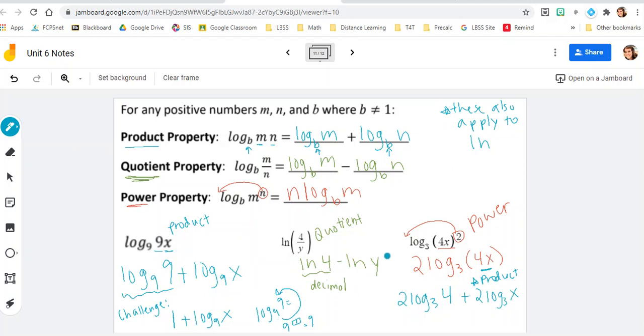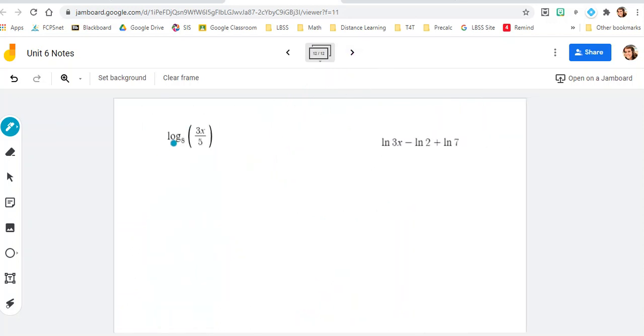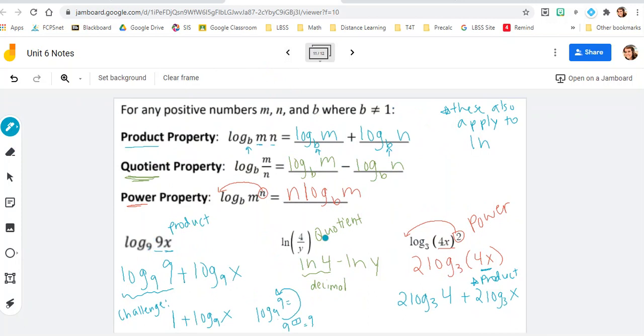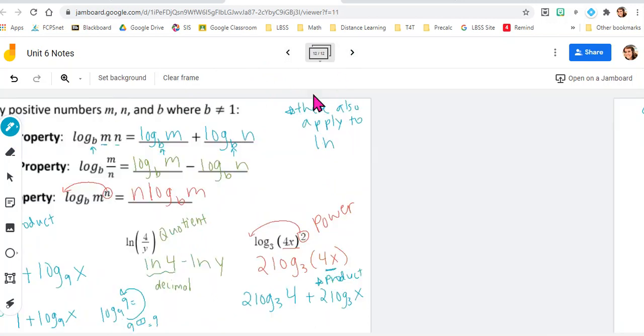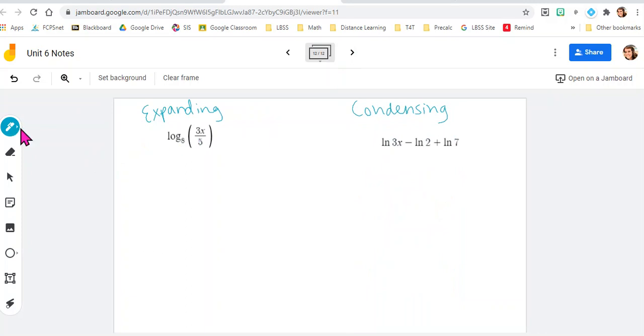The way that we use these properties, we will use them in equations, but we also can practice either expanding or condensing logarithms. We have expressions here, we're not solving yet, but we want to expand using the properties or condense using the properties. What we were just doing on the last page was expanding. We had what looked like one term and we split it into multiple terms. So let's try that on this first one.